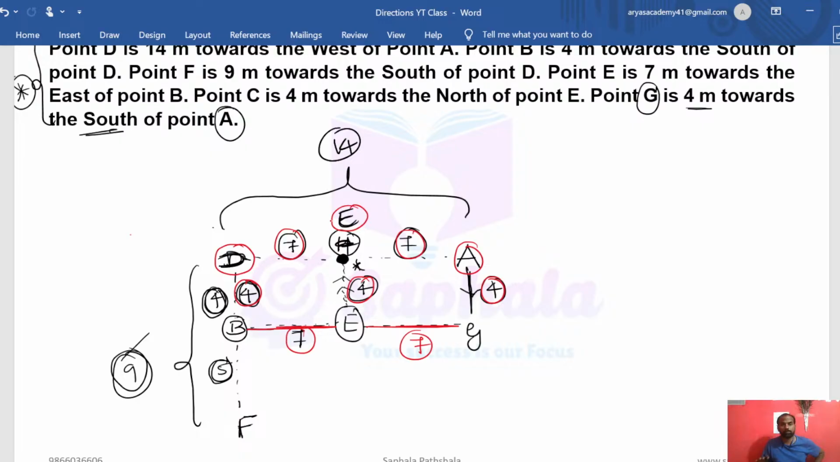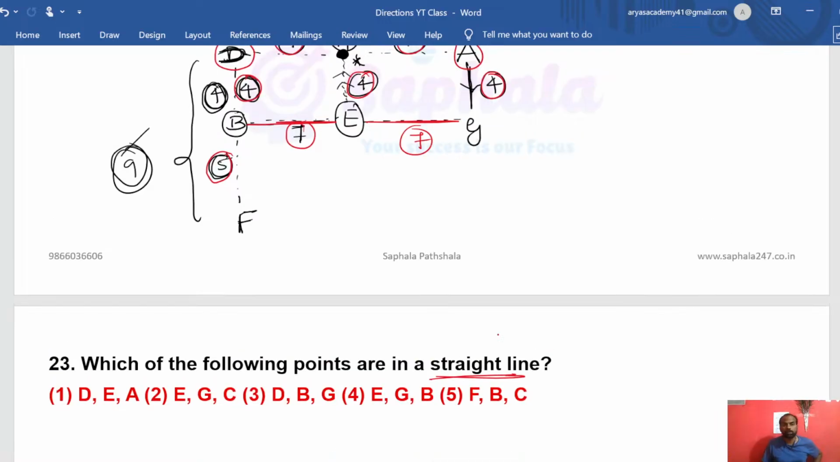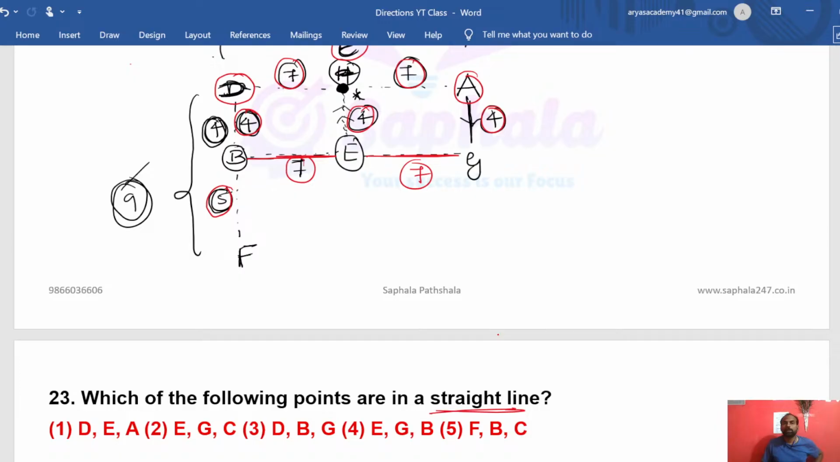That's it. That is the diagram. And remember, this is actually 5. Now we are going to answer the question. Which of the following points are in a straight line? We already know there are two sets actually. One is BEG or DEA.